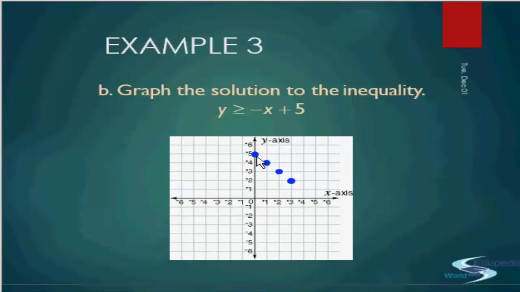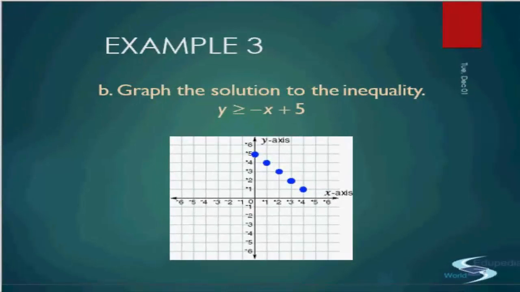If you look at this point over here, this represents when x is equal to 0. When x is equal to 0, then y is equal to 5. And now this point is 1 comma 4. If we substitute 1 over here, we're going to get y is greater than or equal to 4. Just like that, there are all the other points over there.